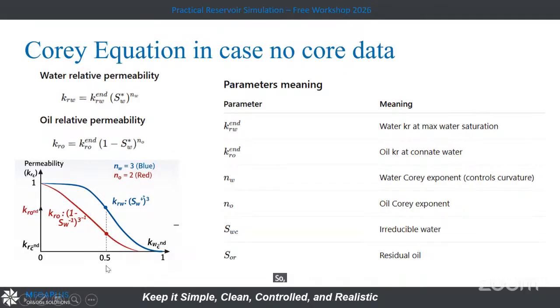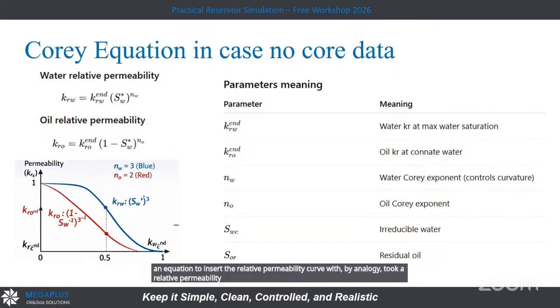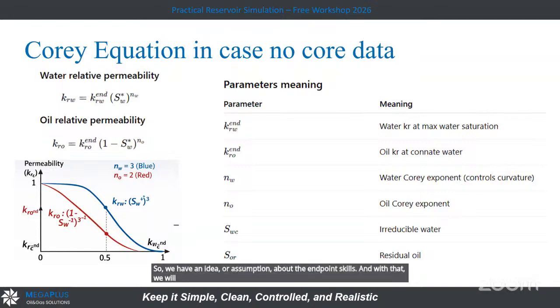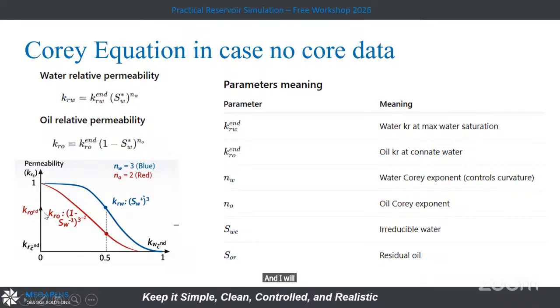So we can depend on Corey. So we can do an equation to insert the relative permeability curve with, by analogy, took a relative permeability curve from the neighbor field or something. So we have an idea or assumption about the endpoint scales, and with that we will make the same thing in the normalized water saturation, and I will do it using a function. And I will smooth or play with the relative permeability curve shape like this.